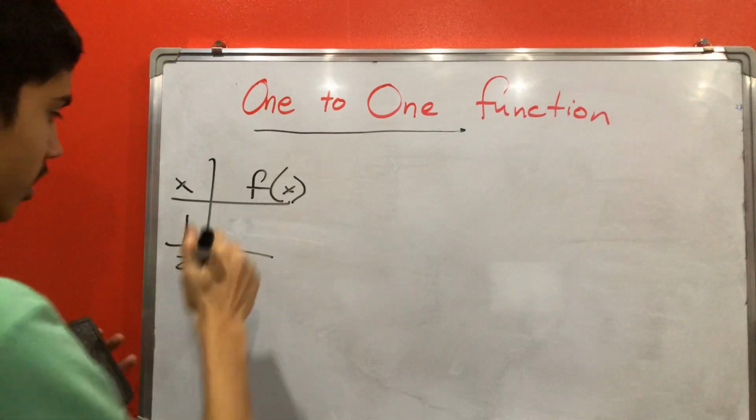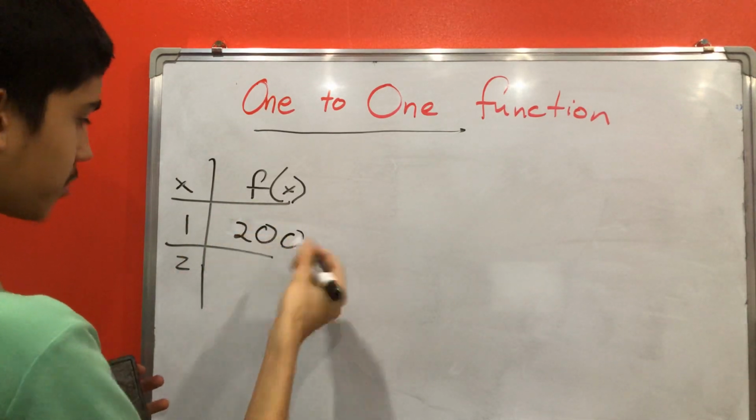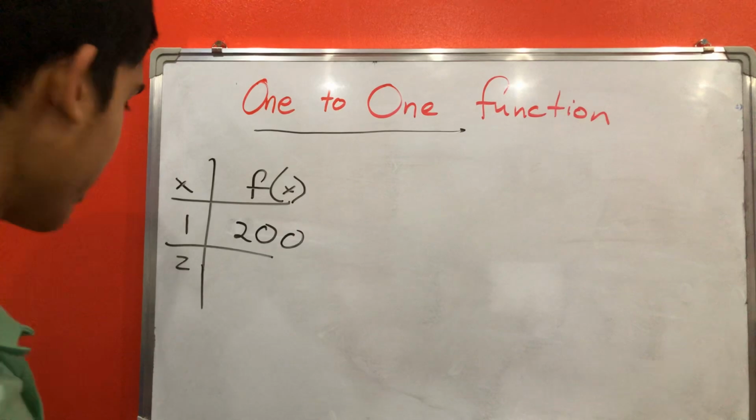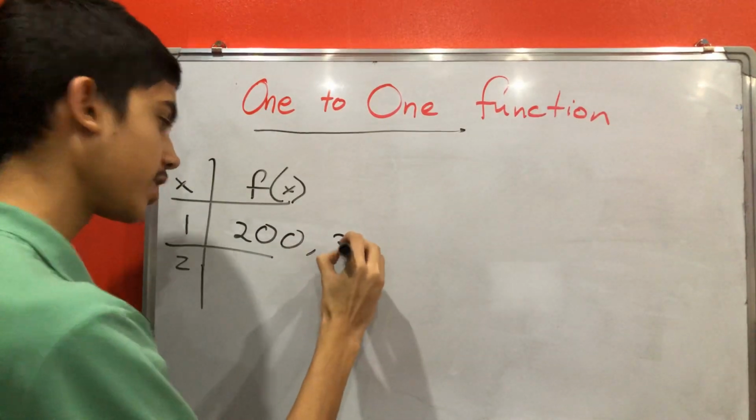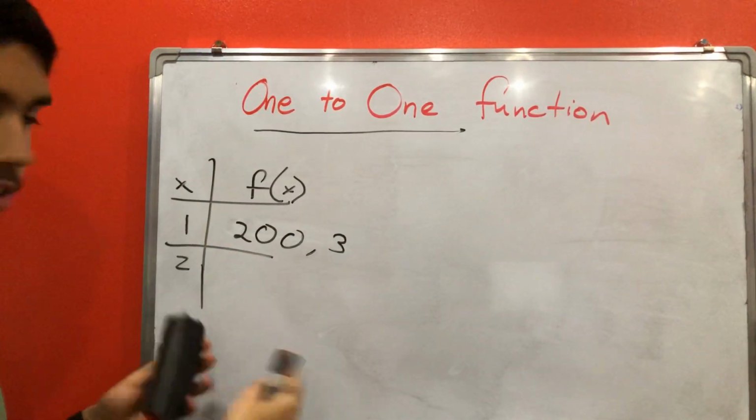It can be 1, 2, 220, whatever. It can be anything. But it cannot have a comma and then another value in there, okay? So that's the definition of a function.